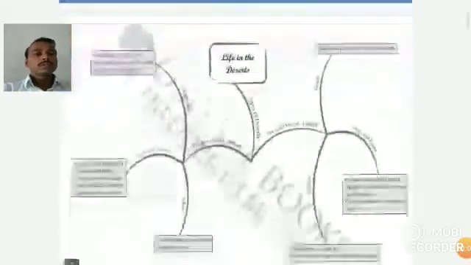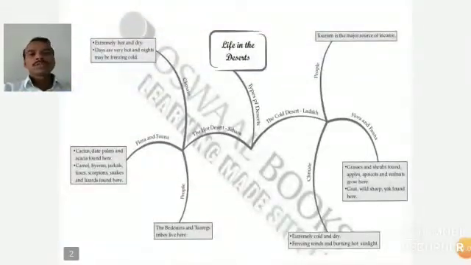Students, what topics are we going to cover in the chapter? Particularly, we are going to learn two types of deserts. The one is hot desert and the second is cold desert. In the hot desert, we are taking the example of the world's largest desert, the Sahara Desert, and the cold desert of Ladakh in India.